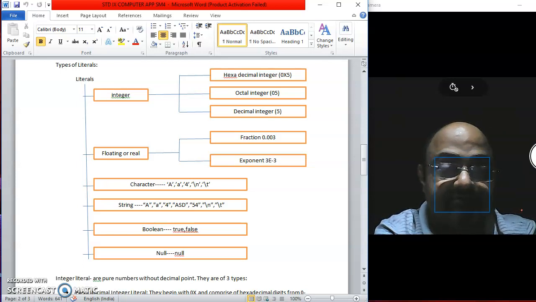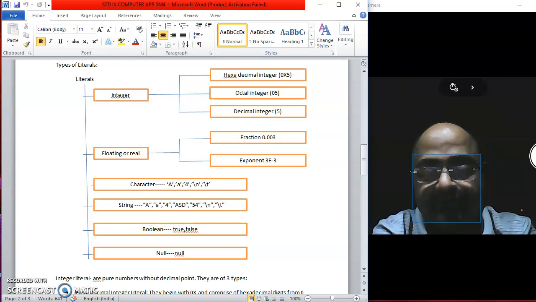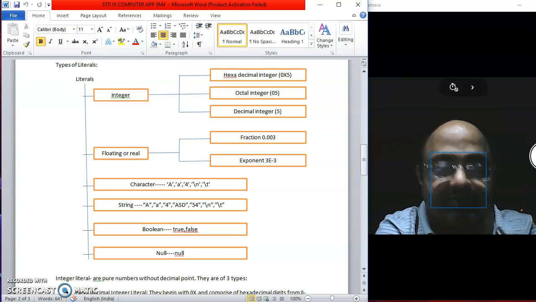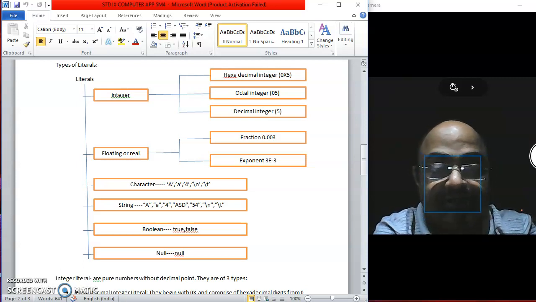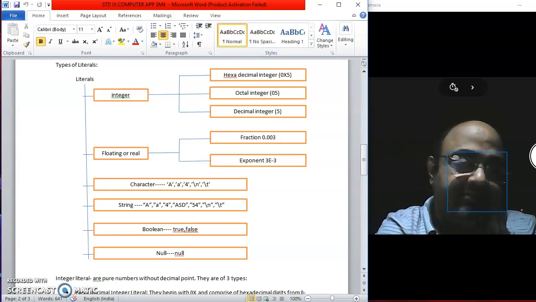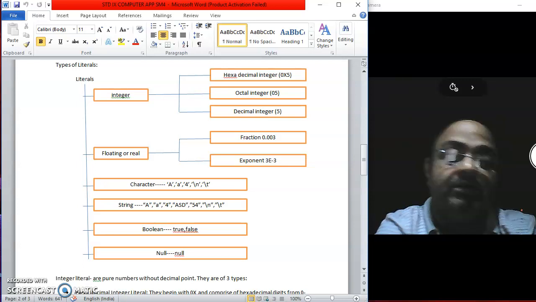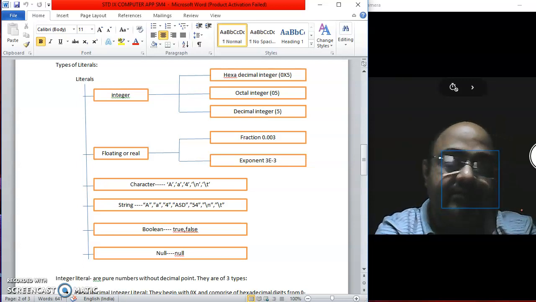Even 4 is a number. But when I place it within single quotes, computer will take it as a character, and when I place it within double quotes, it will take it as a string. That means this 4 number will lose all its mathematical powers. That means if I put 4 in single quotes or double quotes and then I try to add something, the result will be very different from what you generally assume. So, if you have one or more characters enclosed within double quotes, then it is a string literal.